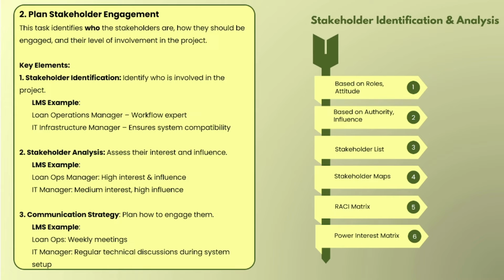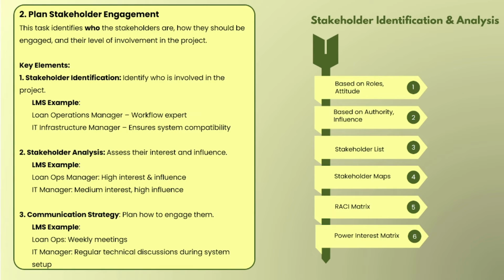Then the IT manager. In the case of the IT manager, the interest is medium, because he is not going to use the loan management system after completion. So his interest is medium, but his word is very important, that's why he is considered high influence. So in this way we are analyzing the stakeholder. We will go deeper into this particular thing in the upcoming tutorial. This is just us exploring the BAMP.